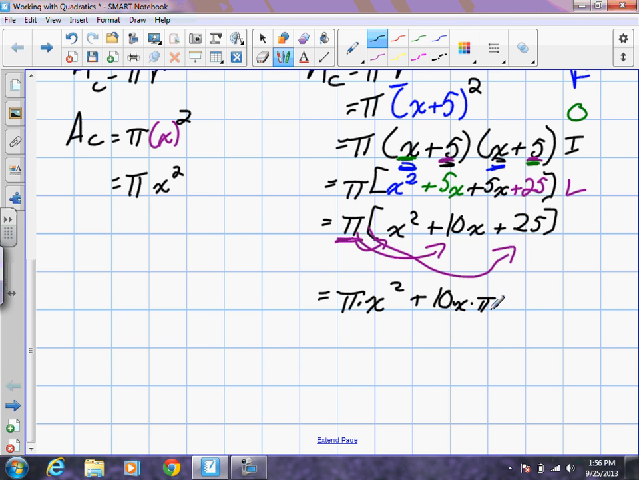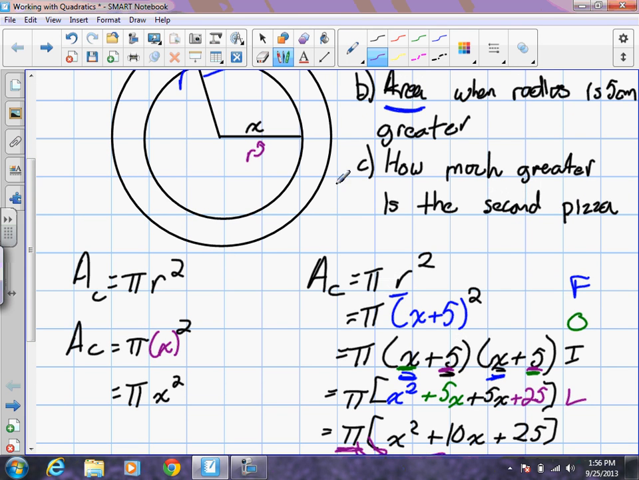And finally, what would 25 times pi be? 25 pi. That's it. Okay? So this is very literal with distributive property, that we're just taking that symbol and attaching it to each of the values inside. Okay? Now, finally, part C of this question says, how much greater is the second pizza?